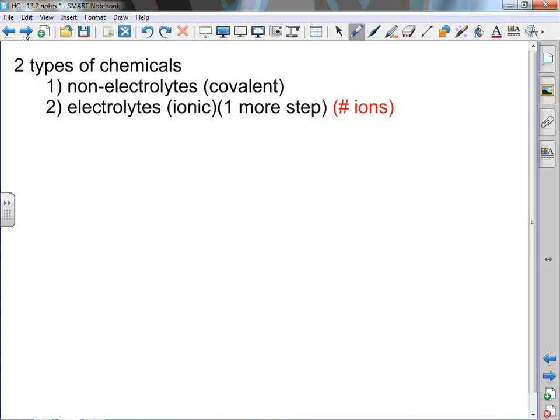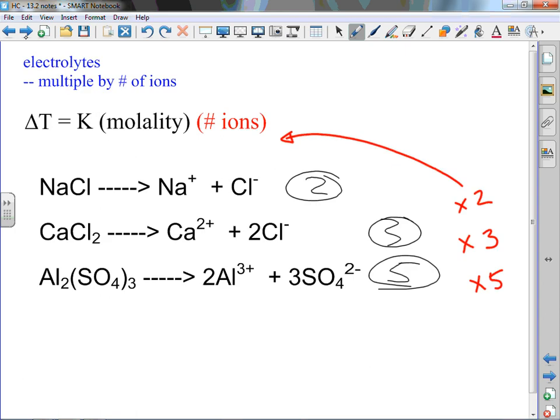All right, one more thing that we need to do: what if certain chemicals require one more step in this calculation? We've got two types of chemicals, non-electrolytes and electrolytes. Non-electrolytes are covalent, electrolytes are ionic. If we're doing a calculation involving electrolytes, there is one more step in our delta TF or delta TB. We have to take into account the number of ions that are present. It's like more particles. The more particles there are, the more we have to do in the calculation. So here is all we do: if it's an electrolyte, we have to multiply by the number of ions.